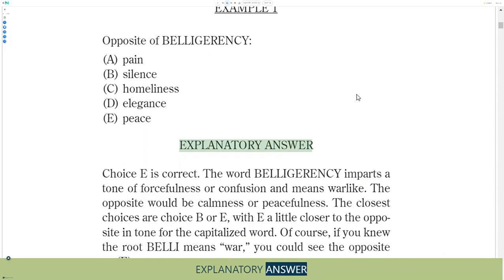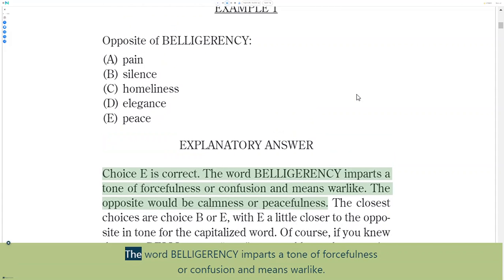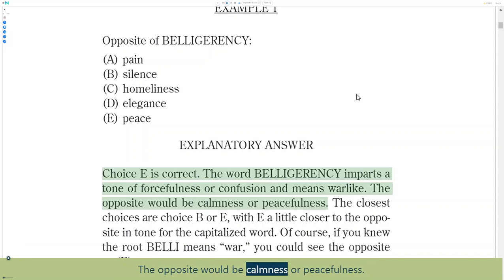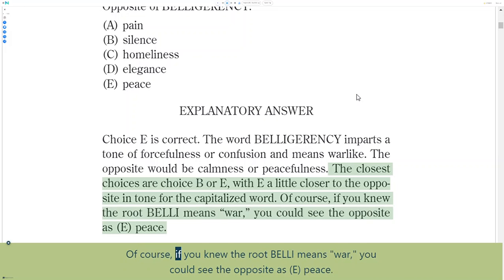Explanatory answer. Choice E is correct. The word belligerency imparts a tone of forcefulness or confusion and means warlike. The opposite would be calmness or peacefulness. The closest choices are choice B or E, with E a little closer to the opposite in tone for the capitalized word. Of course, if you knew the root belli means war, you could see the opposite as E. Peace.